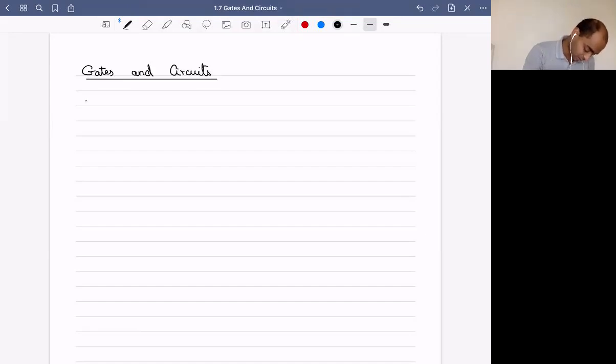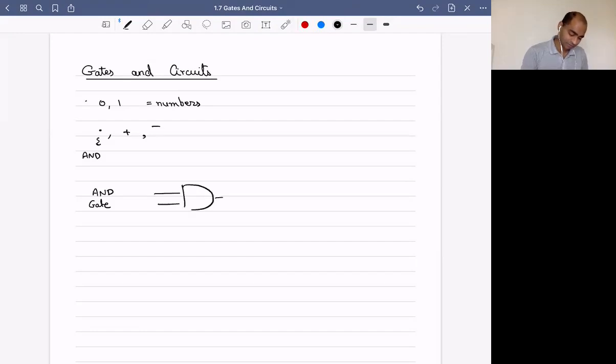So remember, in Boolean algebra, we had 0 or 1, the only numbers, and we had multiplication, we had addition, and we had conjugation or inversion, whatever you want to call it, which changes 0 to 1 and 1 to 0. So these are 3 operations and 3 numbers, and these are encoded using these 3 gates. The first one corresponds to AND in propositional logic, and hence to something called the AND gate. And it's written like this with a semicircle.